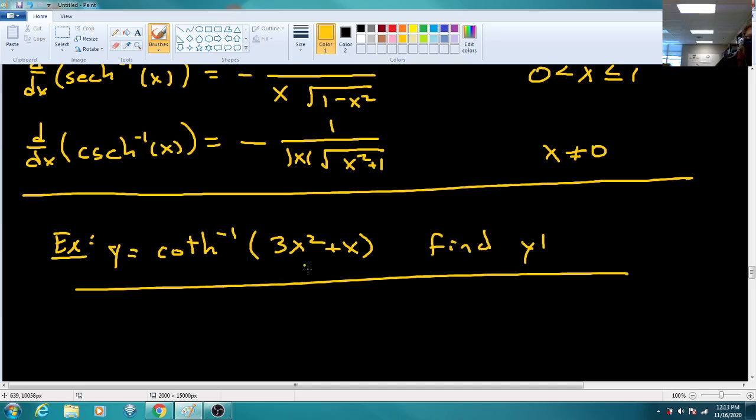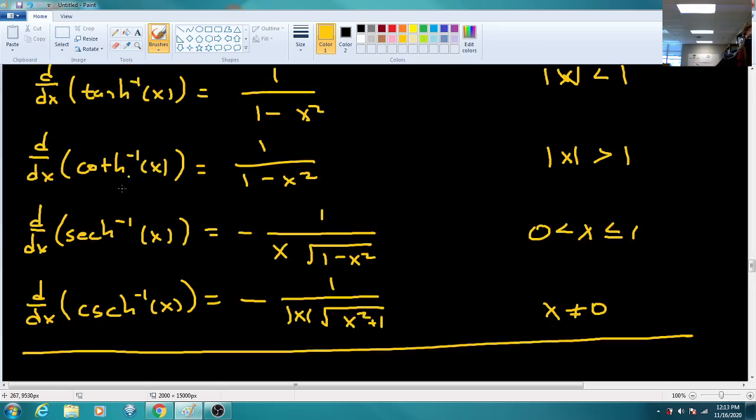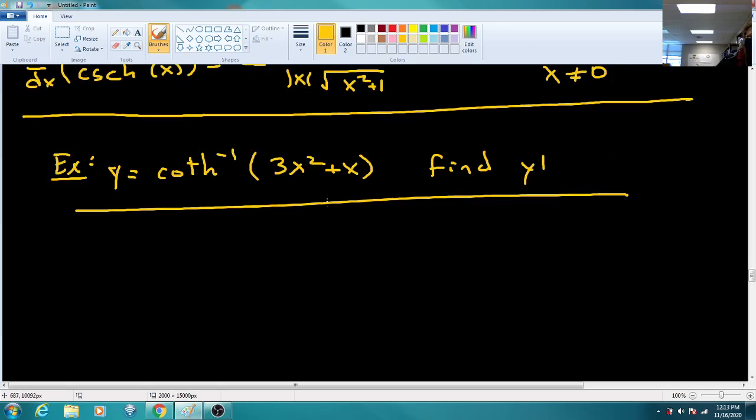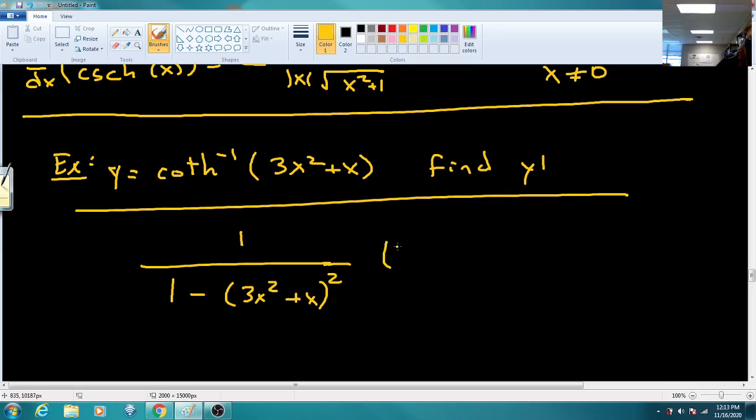To take the derivative, we're going to leave the inner part alone, so the 3x squared plus x will replace the x's. Then we multiply it by the derivative of that. So it's 1 over 1 minus x squared. So this will be 1 over 1 minus the inner part left alone, times the derivative of the inner part, which will be that.